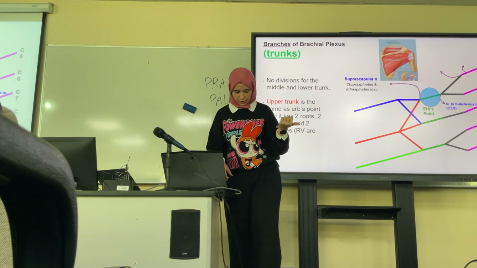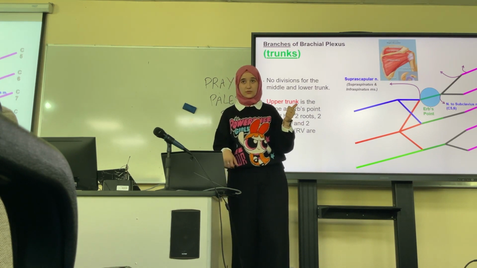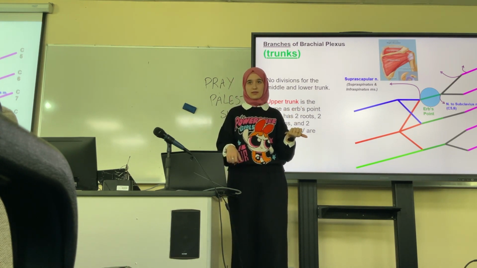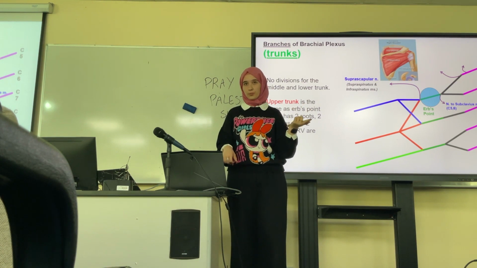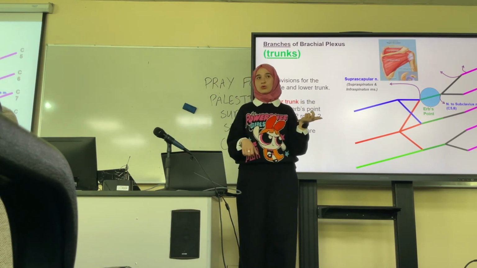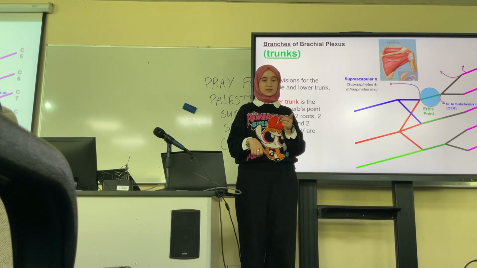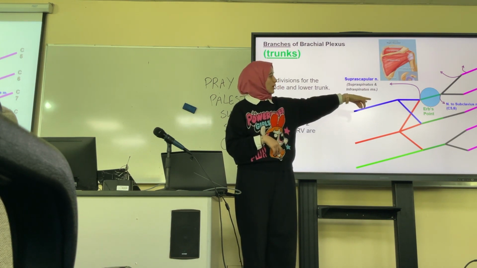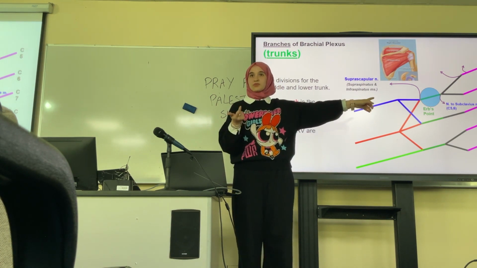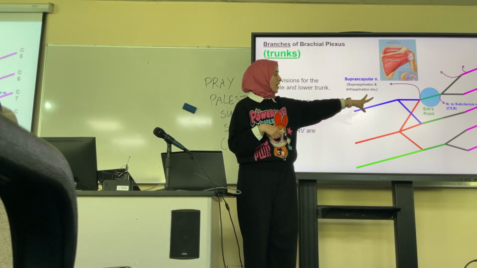After that, we have the trunks. We don't have branches from the middle and the lower trunks; we only have them from the upper. The upper trunk is also called Erb's. What's the root value? C5, C6. We have also two branches.